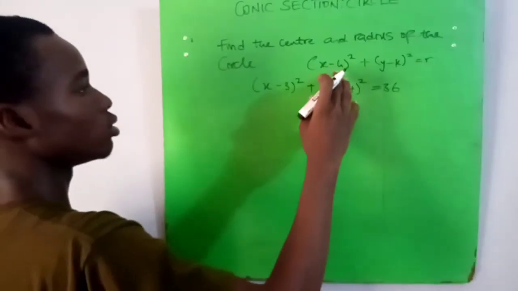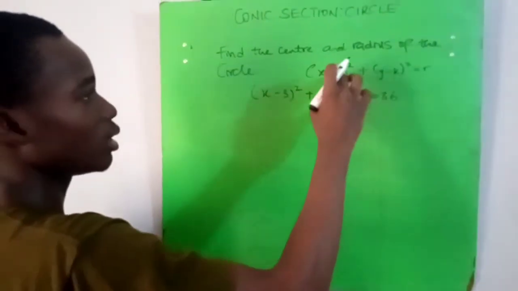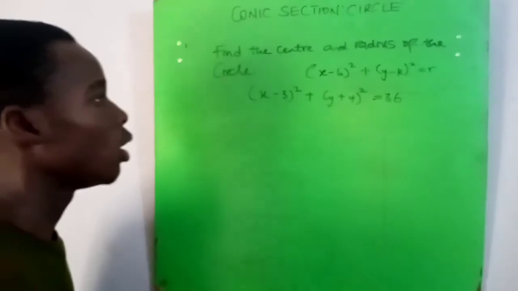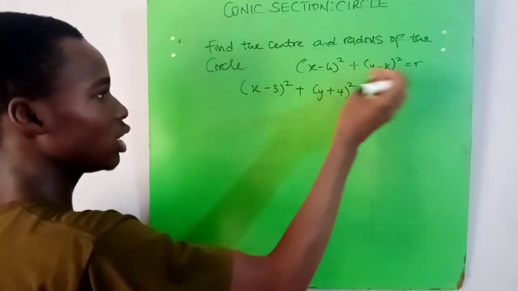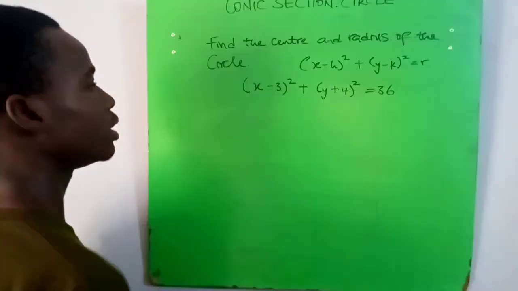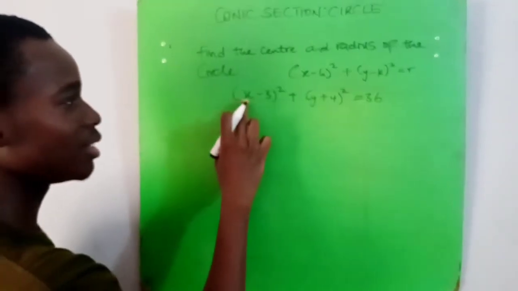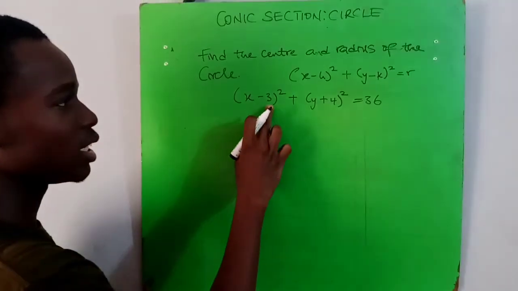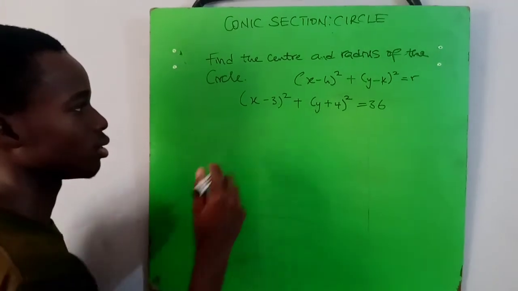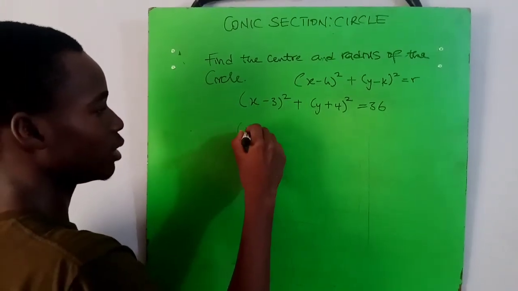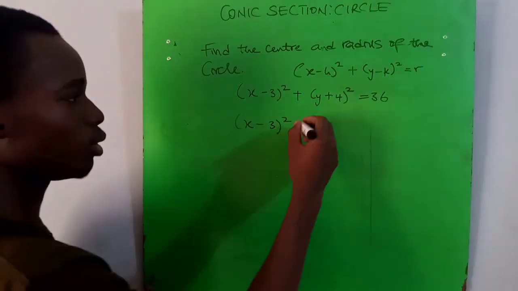We are looking for h, k. The center is h and k. We're looking for h, k and r. So we have to make this look like this. Then we'll pick our h, pick our k, and we'll pick our r. So the first thing to do is we have x minus 3. It looks like this, x minus h. So you can rewrite it as x minus 3 squared plus.